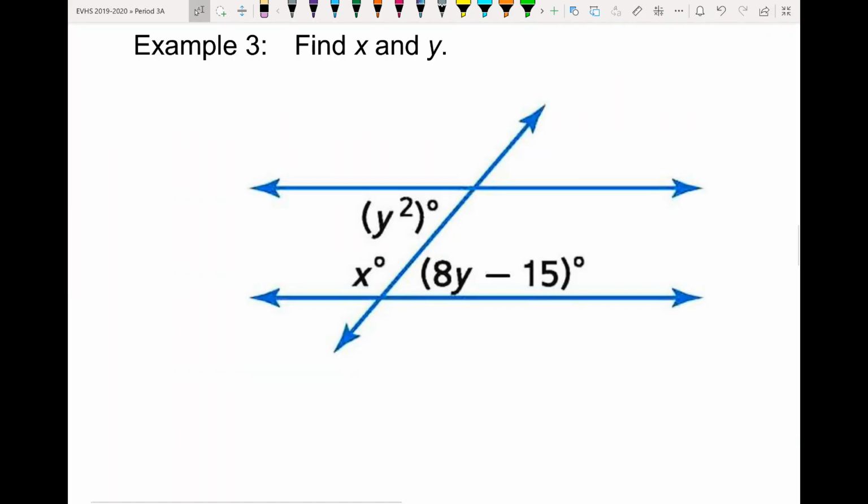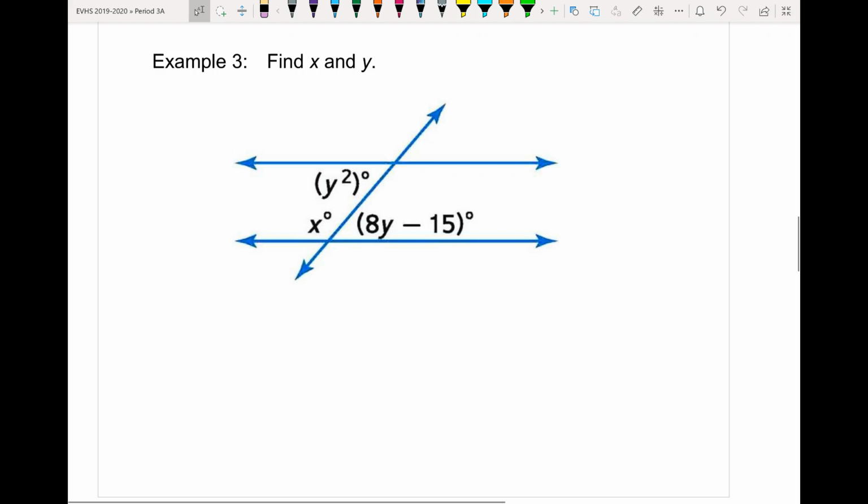Number 3, find x and y. I'm going to be honest with you. The entire purpose of this problem is to get you to review some algebra skills that you haven't used in a while. All right. What do you want to do first, x or y? Y? Why? There's 2. Y squared and 8y minus 15 are alternate. Yes, these two in yellow are alternate interior angles, therefore they are congruent. So y squared is equal to 8y minus 15.